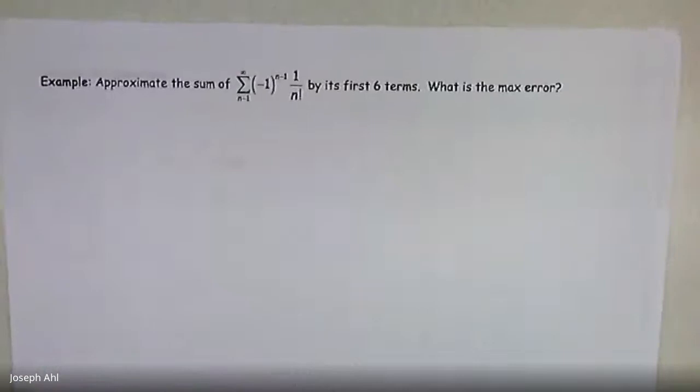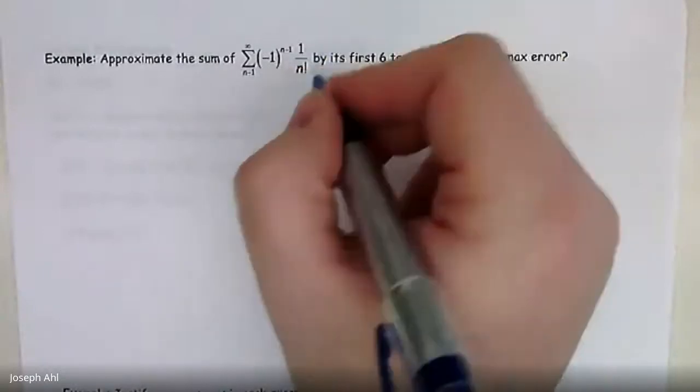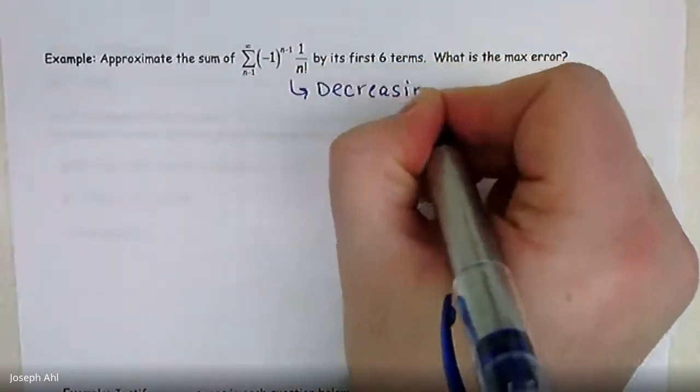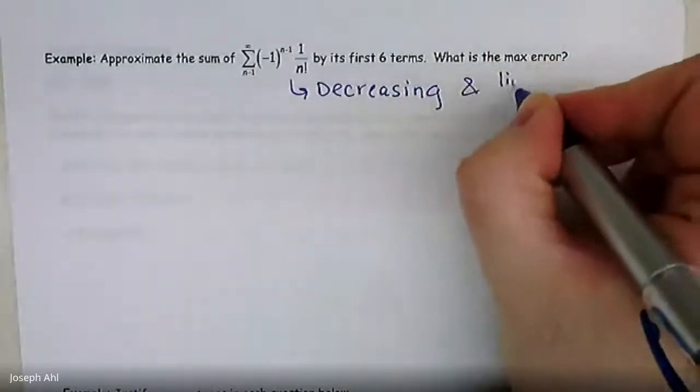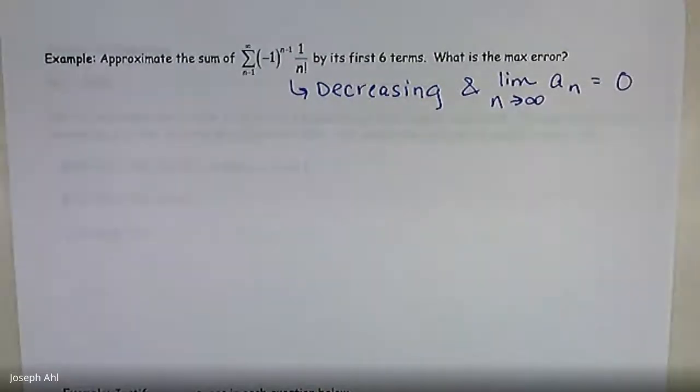So we have: approximate the sum from n equals 1 to infinity of (-1) to the n plus 1 times 1 over n factorial by its first 6 terms, and then what is the max error. First and foremost, we know that this converges because this is decreasing and the limit as n goes to infinity is 0. So we know this converges by the alternating series test, just really quickly based on those two conclusions.